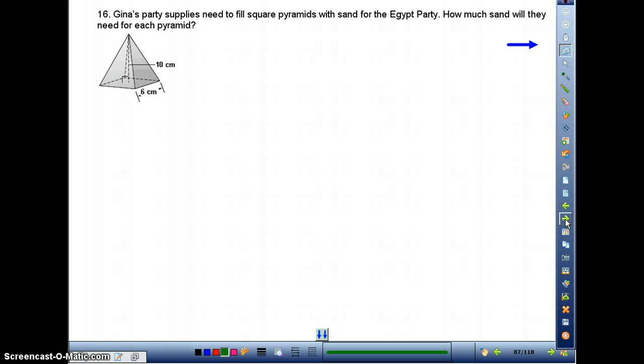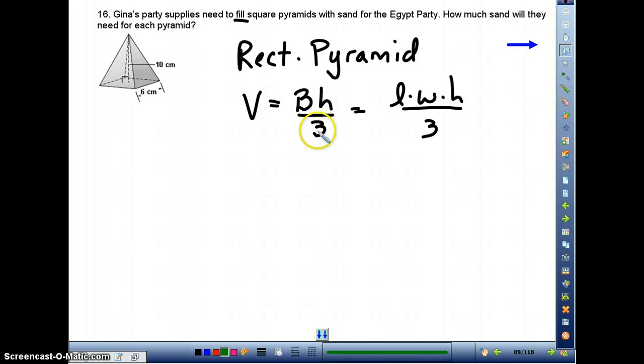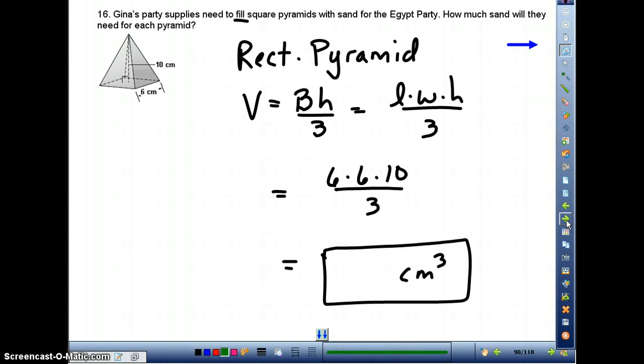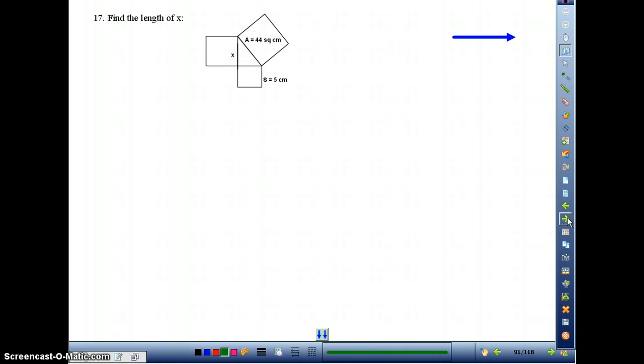We are filling it up, so we are talking volume. Name the shape. Rectangular pyramid. Get me a volume formula. It says capital B times H divided by 3. B is the area of the base. To get the area of the base on a rectangle, that's length times width. So we just need to do length times width times height. Get me an answer. Okay, I got the answer. Did you? All right.